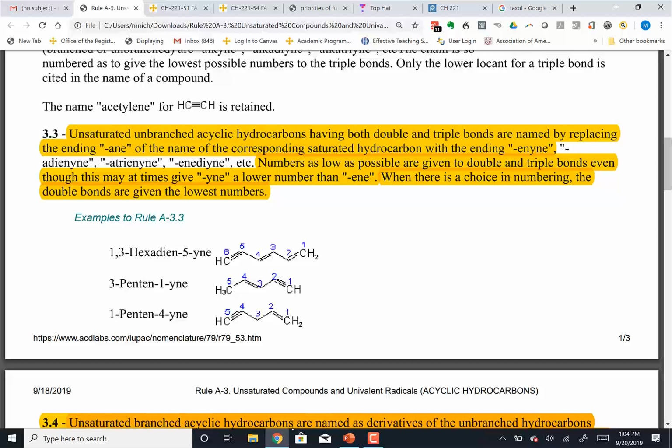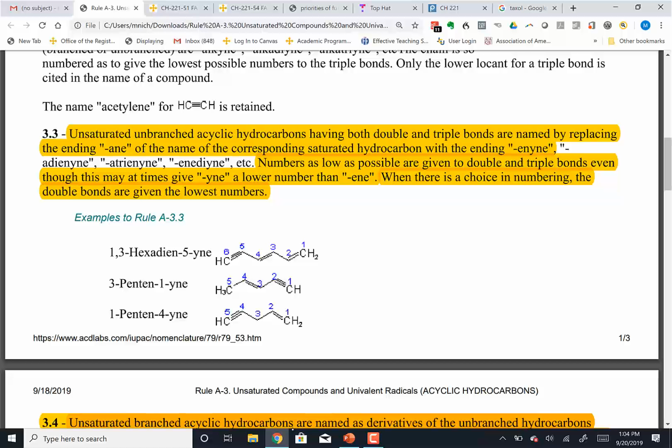And then when there is a choice in numbering, the double bonds are given the lowest numbers. So in other words, if there's a tiebreaker between triple and double bond, the double bonds are then given the higher priority. Okay, this is going well down levels of naming that I normally would not go. But this is the source. This was the source document before the new one came out that I can't get my hands on.